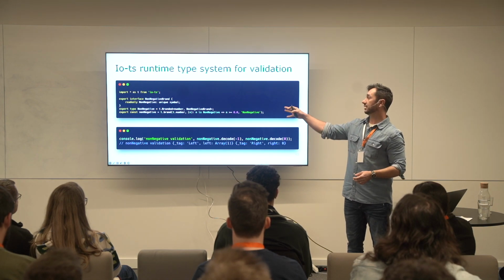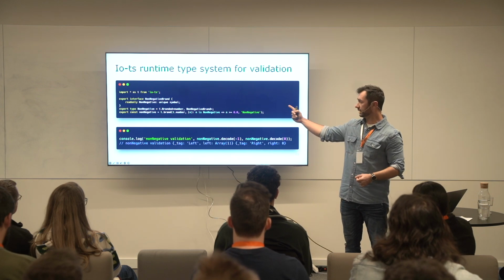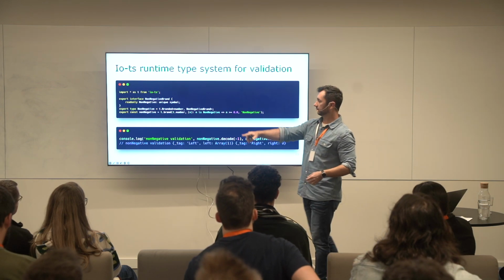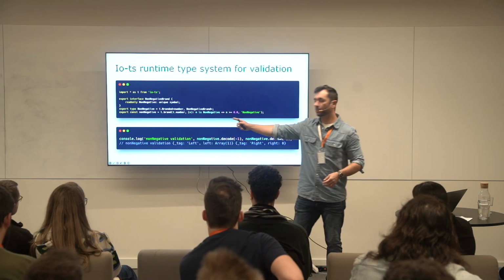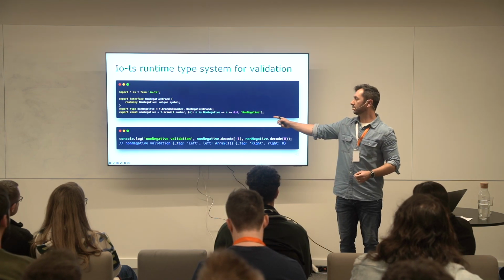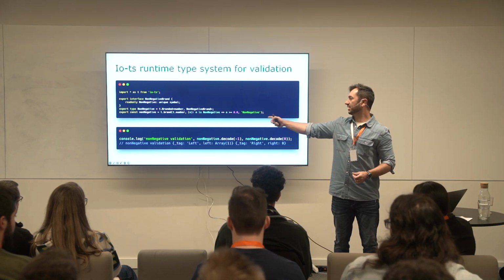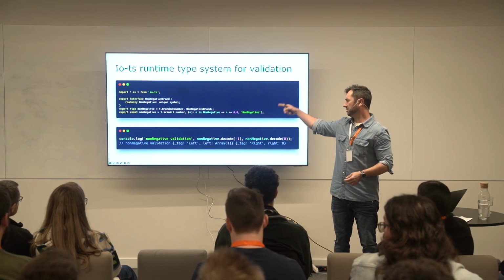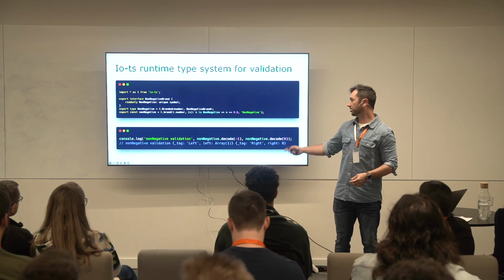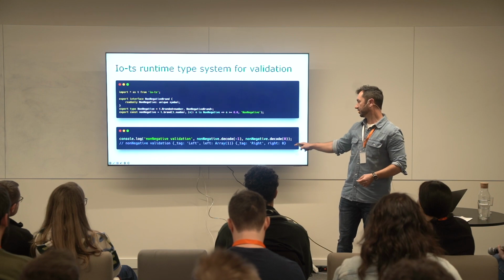So in this iOTS library, you create a type, and then you have this special function, brand. Where do I start? Okay, I want it to be a number, but I want it to be a non-negative number. So I have a function for validating, just a name for me to use it later. And then when I use it, I have this decode function.